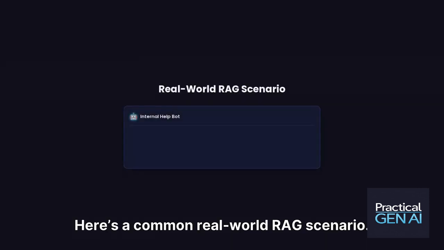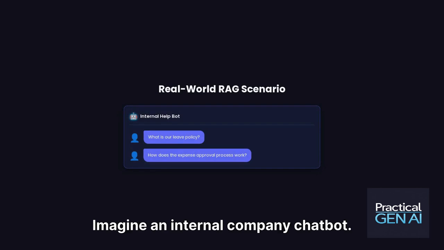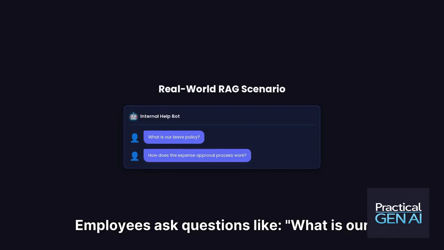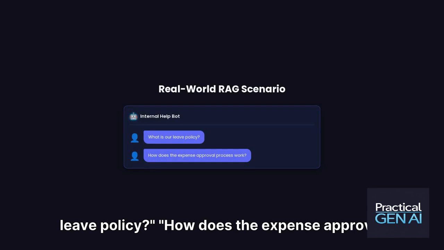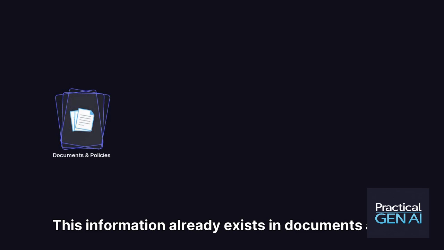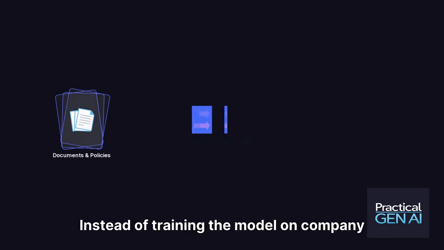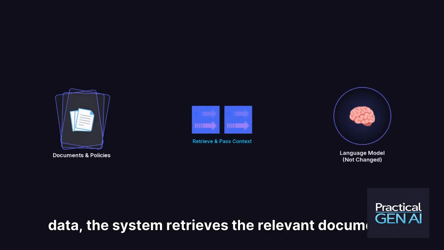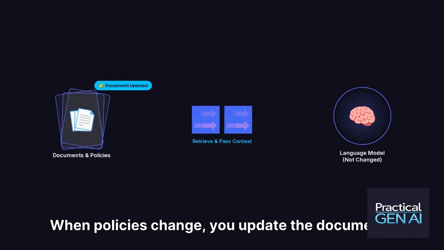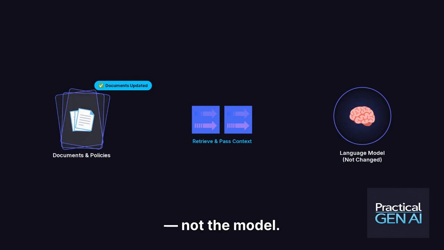Here's a common real-world RAG scenario. Imagine an internal company chatbot. Employees ask questions like, "What is our leave policy? How does the expense approval process work?" This information already exists in documents and policies. Instead of training the model on company data, the system retrieves the relevant documents and passes them to the model. When policies change, you update the documents, not the model. This is a classic RAG use case.